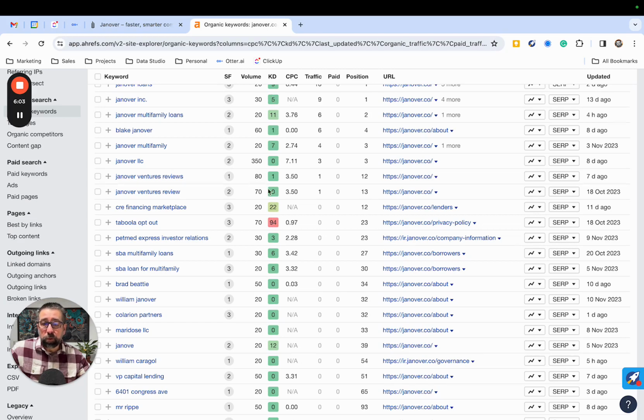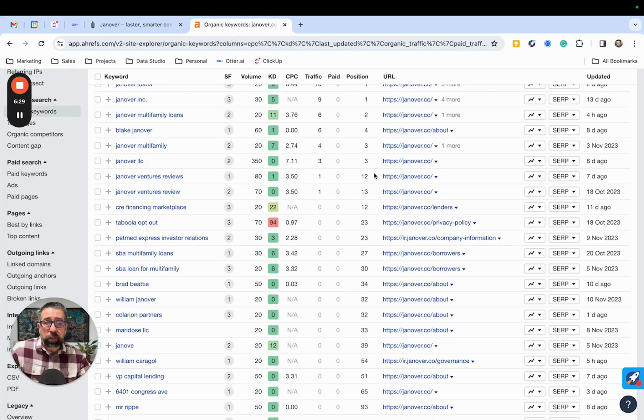So, most of these are next to no difficulty, again, because they're brand related. And more importantly, because there's really no traffic. This represents the number of searches for that particular term. Even something that you think might be interesting, SBA multifamily loans, there's only 30 searches a month for that particular keyword. So that's not going to produce enough traffic. Maybe if you could aggregate all of these, then potentially it'll give you enough traffic to maybe originate a few loans.